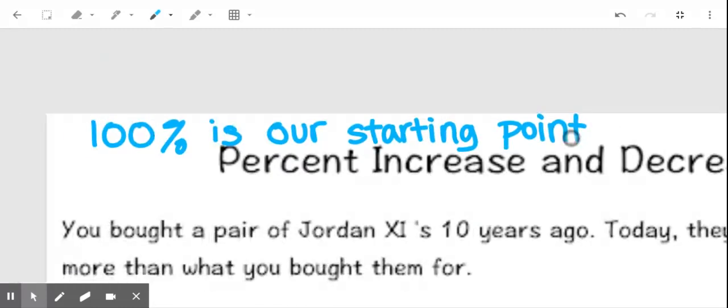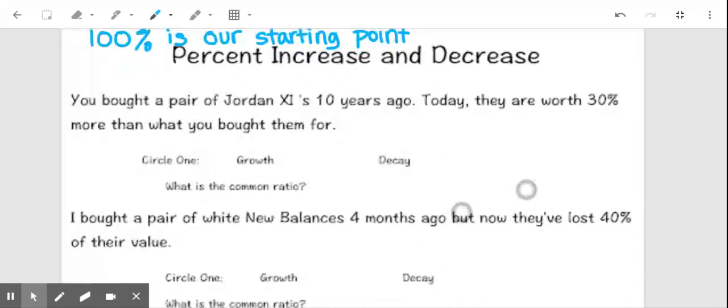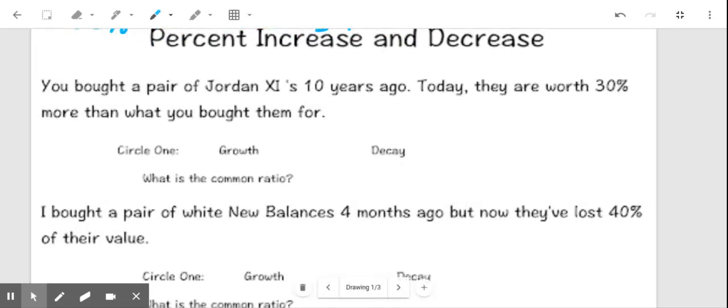All right. So 100% is our starting point. And that is going to make sense here in just a moment because you'll see how we need to use these other numbers that come at us to determine what our common ratio is.